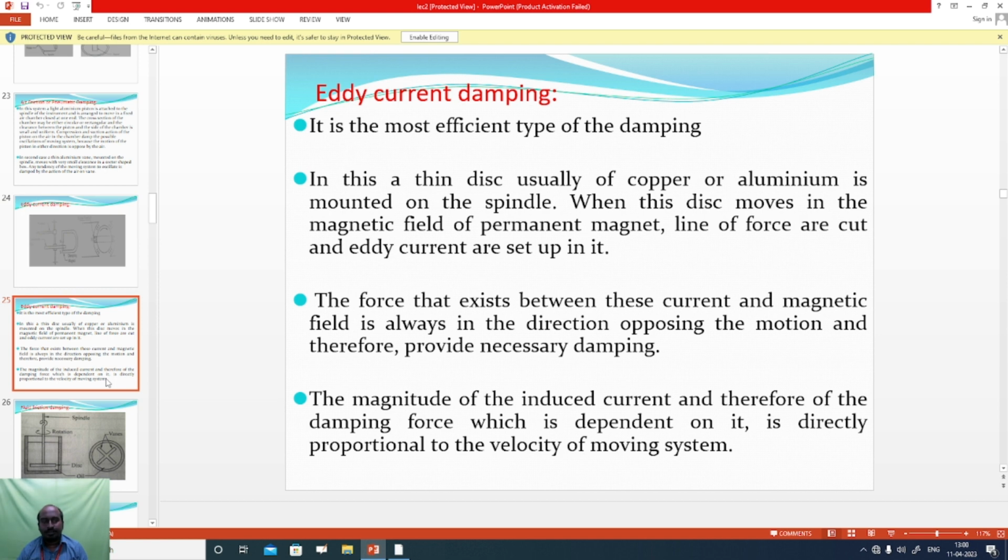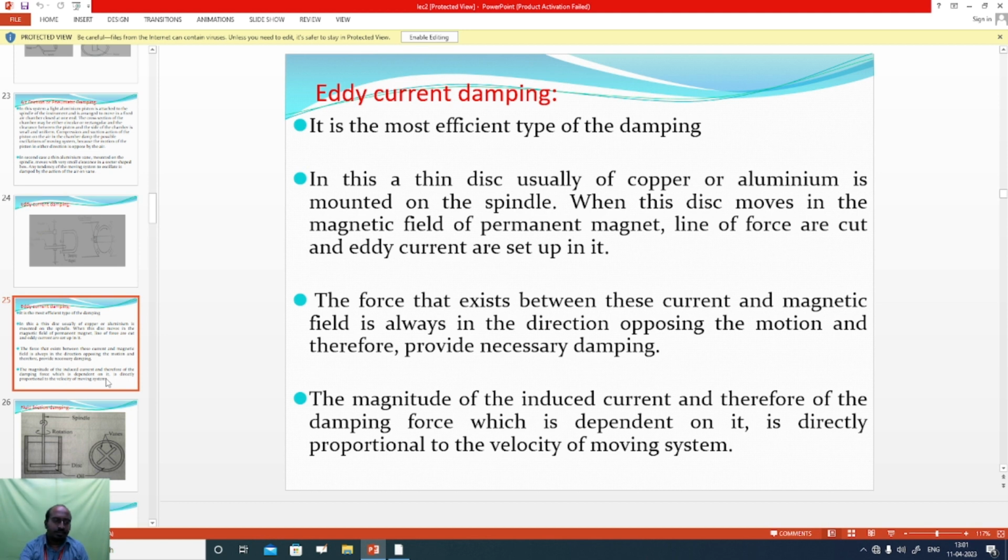The third type of damping method is eddy current damping. Eddy current damping is the most efficient of all three methods of damping. The first two methods use the air or pneumatic principle, while eddy current damping uses an electrical parameter itself. So it is mostly used. It is the most efficient type of damping.